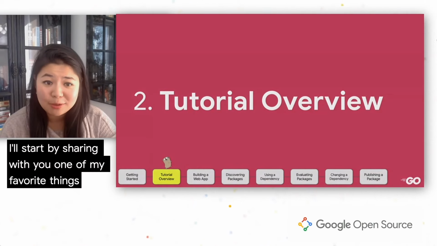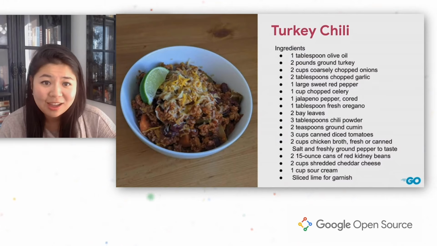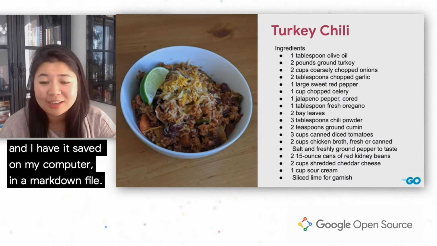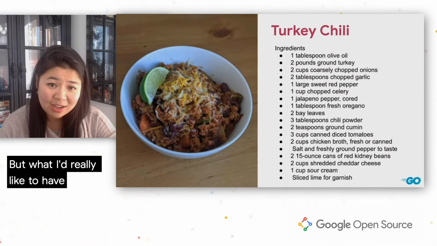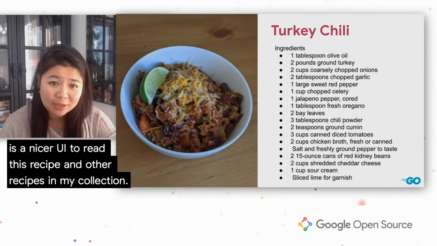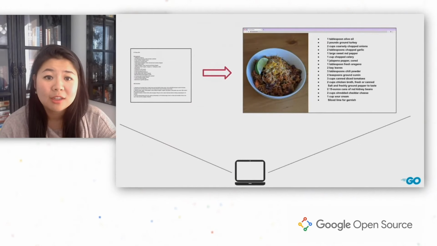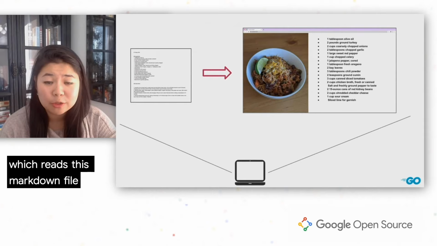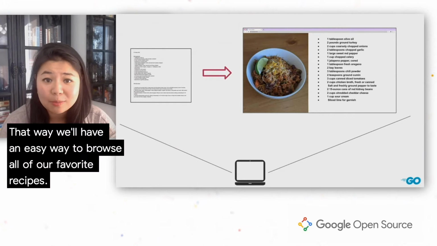I'll start by sharing with you one of my favorite things, which is this turkey chili recipe. I've been making this recipe all year and I have it saved on my computer in a markdown file. But what I would really like to have is a nicer UI to read this recipe and other recipes in my collection. So today we're going to build a web app which reads this markdown file, converts it into HTML, and renders it in our browser. That way we'll have an easy way to browse all of our favorite recipes.